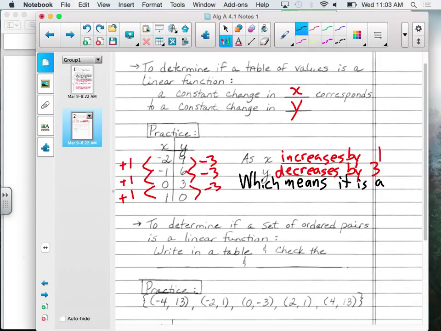Wait, what tells you that? When there's a constant change in x that corresponds to a constant change in y, since this constant is just by the same number. Yep, so just like we were doing with arithmetic sequences, there has to be a common difference between each term. Since there's a constant difference between each value in our x column and a constant common difference between each value in our y column, that tells us that it's a linear function.